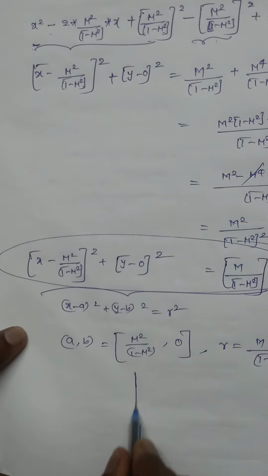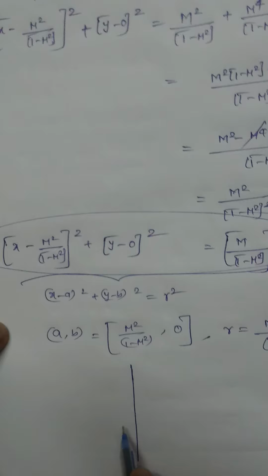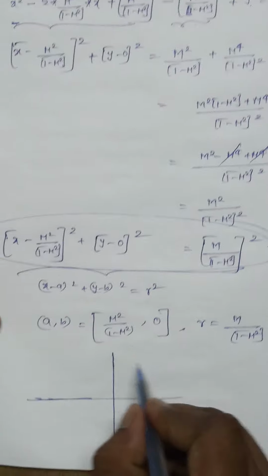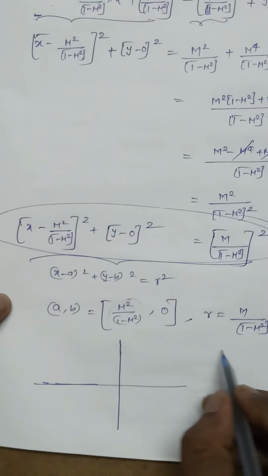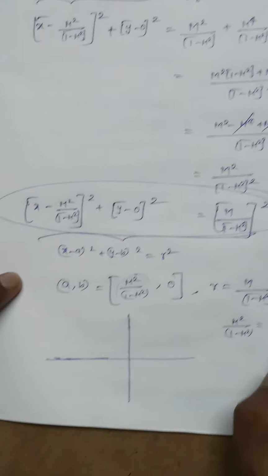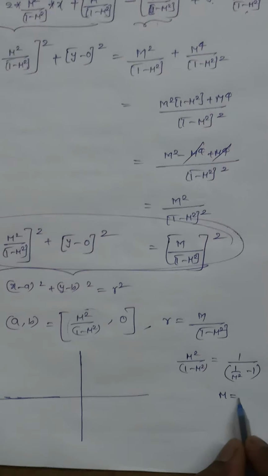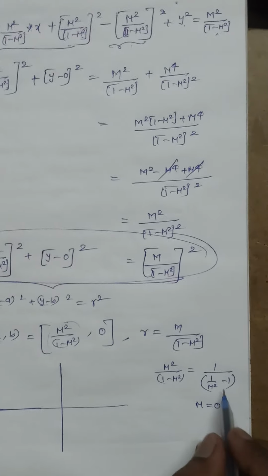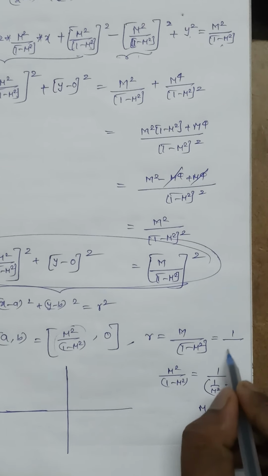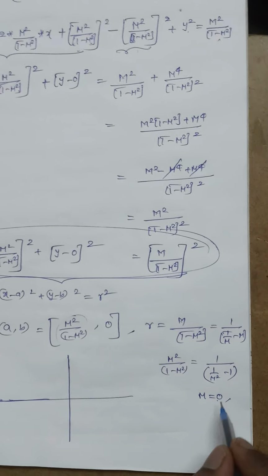These circles can be written like this. Let me draw here, this is m is equal to 1, and suppose this one, m square divided by 1 minus m square, can be written as 1 divided by 1 by m square minus 1. Suppose m is equal to 0, what will become of this circle and what will become of this center? This is 1 divided by 1 by m minus m here. Suppose m is equal to 0, what will happen?